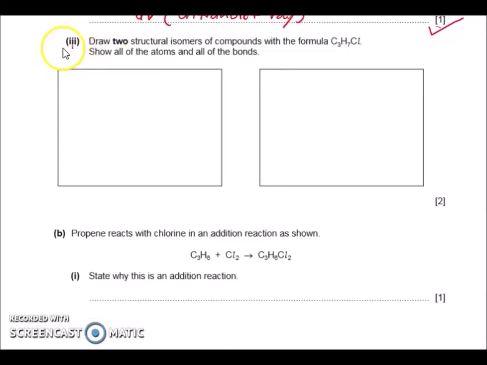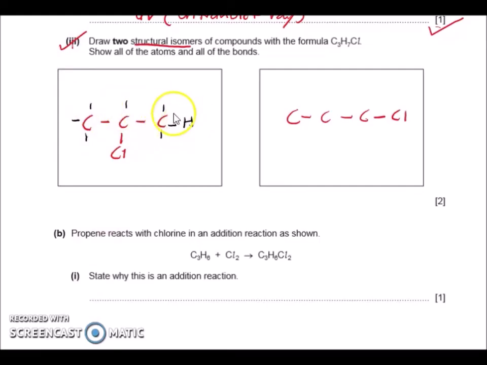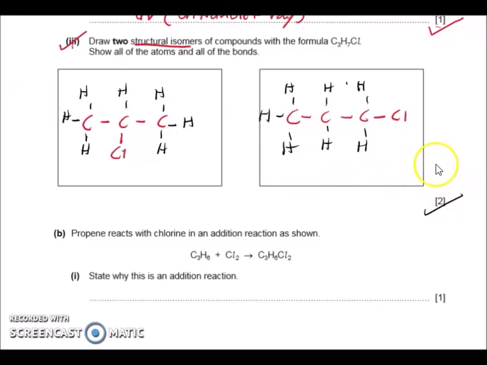Number 3, draw 2 structural isomers with this formula. So you can draw C3, and here we have 3 carbons, and then we can put a chlorine here. We can put 1 more chlorine at the end here. The rest will attach to hydrogen, so you just have to write all the hydrogens down here. Same goes for this one. An isomer has the same formula but a different structural formula. So this is a structural isomer. So that's it, we have another 2 marks over here.